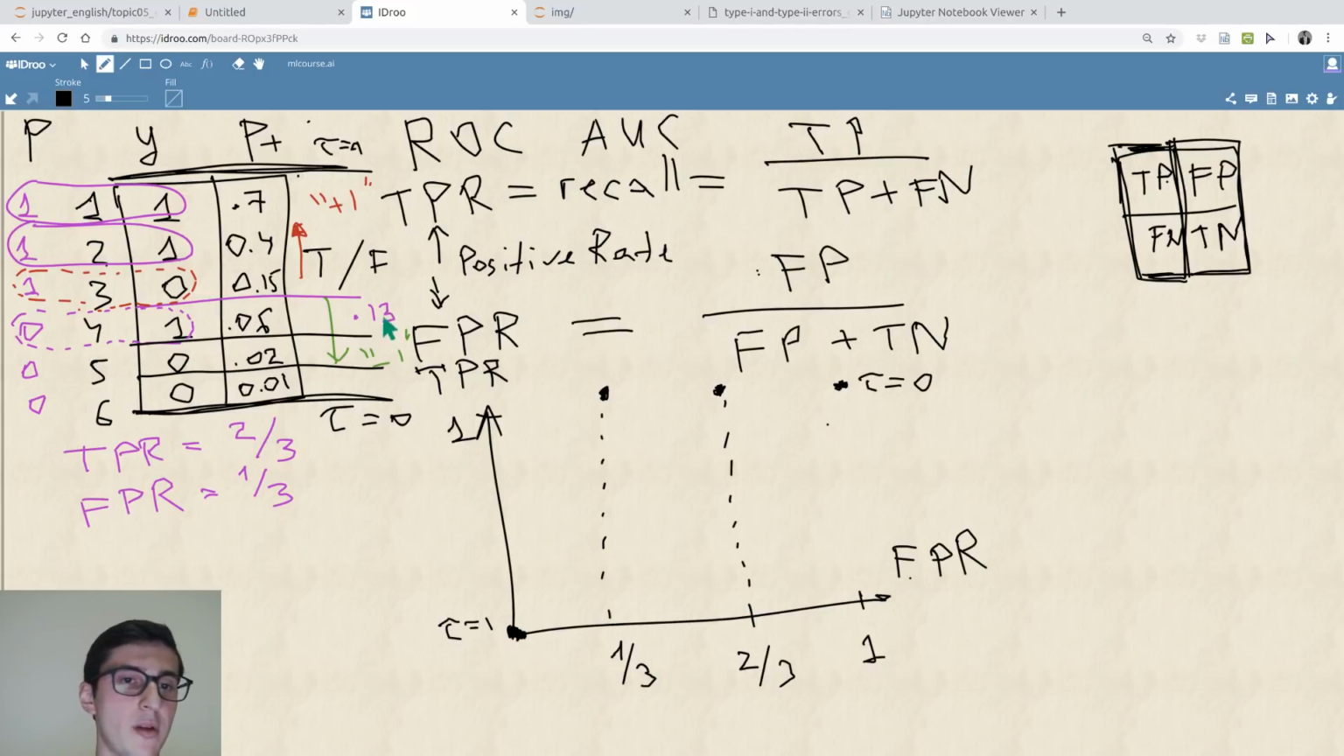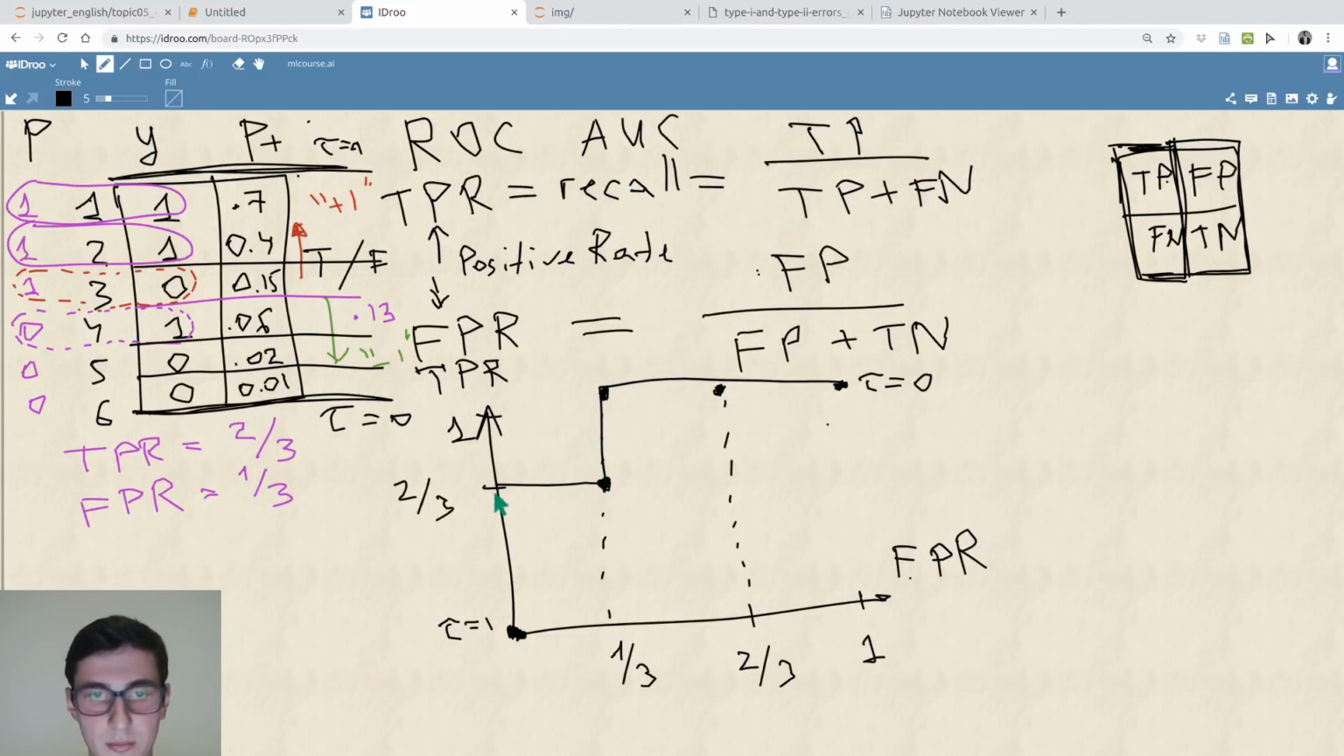Okay, for our example with 0.13, true positive rate actually decreased to 2/3. So this point will stand for a threshold 0.13 or any other between 0.06 and 0.15. Okay, if we increase the threshold further, true positive rate will stay the same and false positive rate will decrease to 0. And we've got a curve like this. So it depicts true positive rates and false positive rates for different values of thresholds.